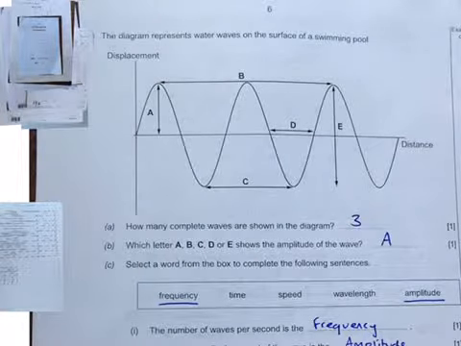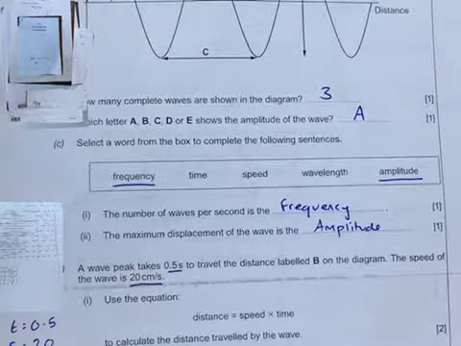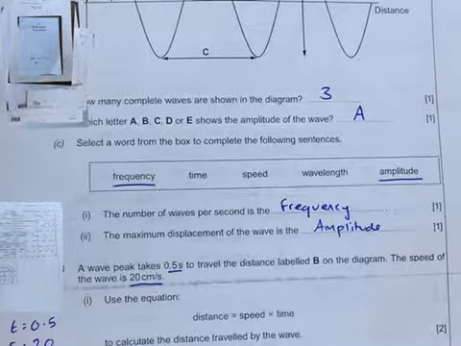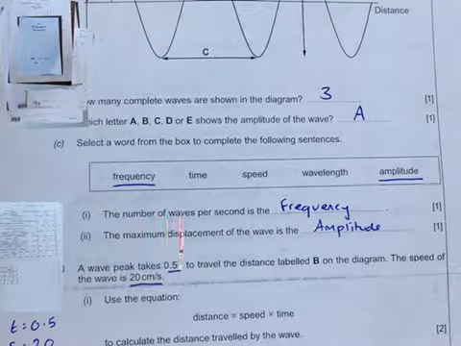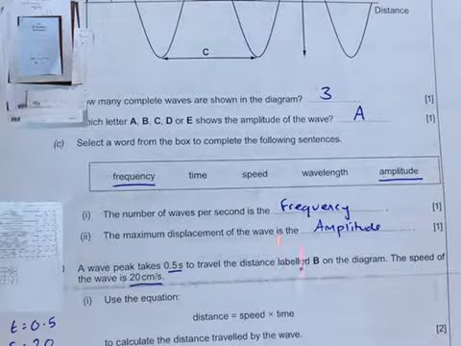Select the word from the box to complete the following sentences. The number of waves per second is the frequency, and the maximum displacement of the wave is the amplitude.